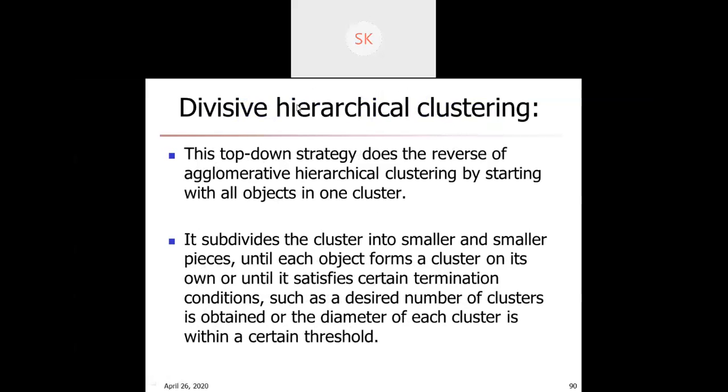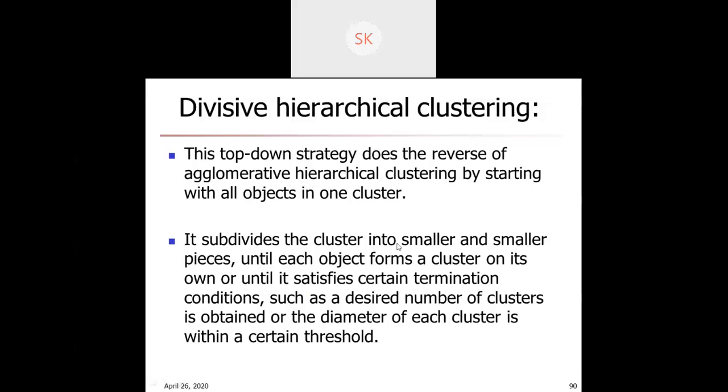Next, divisive hierarchical clustering. This is a top-down strategy. It does the reverse of agglomerative hierarchical clustering by starting with all objects in one cluster. Then we split it, forming a number of clusters.